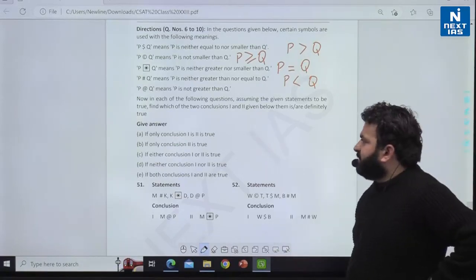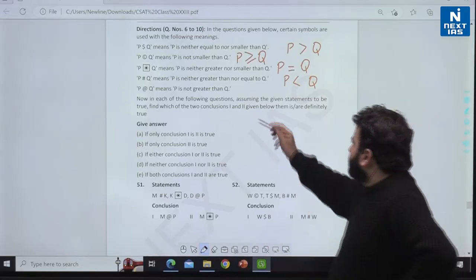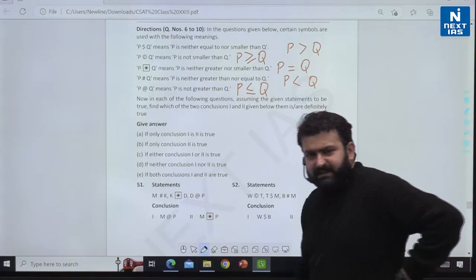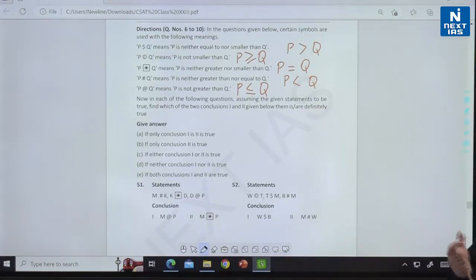P at the rate Q means what? P is not greater than Q. So P will be less than or equal to Q. Is this clear? So this is the meaning of each symbol. So first, express the symbols.